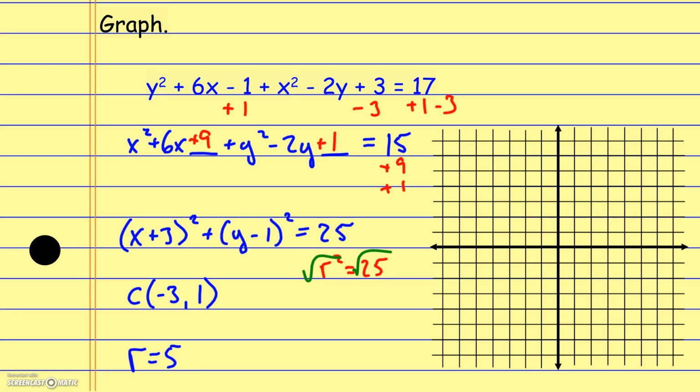Okay? So now for graphing this thing, once again, I plot this. So negative 3, 1. Negative 3, 1 is right here. The radius is 5, so I count 5 in every direction that I can. And I just put a little mark. This one's a little bit off the graph, but that's okay. Okay, and then once I have those, those are the directions I can count vertically and horizontally. I can't count diagonally.